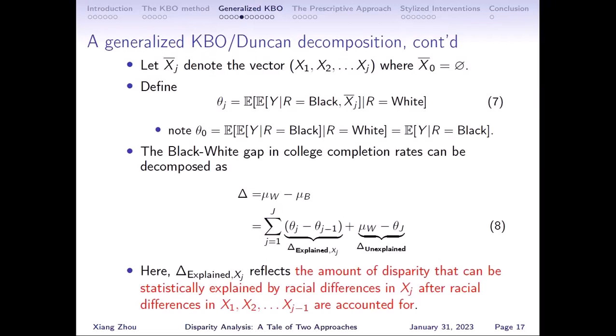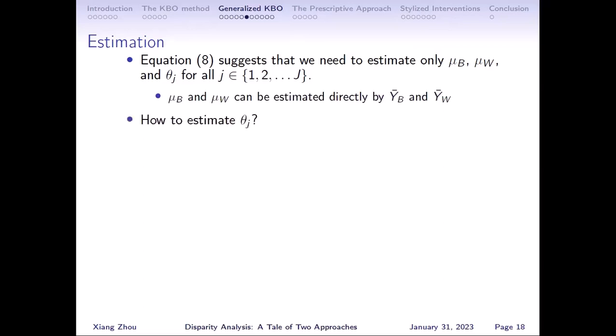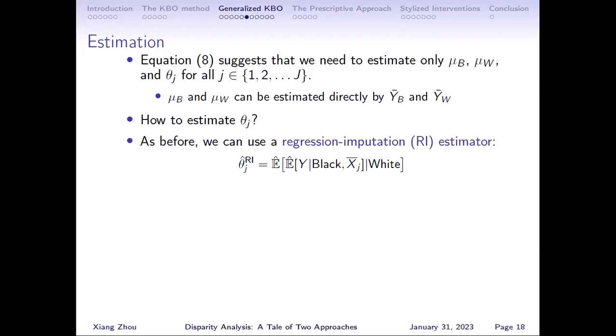And equation 8 suggests that we only need to estimate mu b, mu w, and all the theta j's. And again, mu b and mu w can be estimated by their sample analogs. And theta j, as you can imagine, can be estimated using both regression imputation and weighting, right? We can use a regression imputation estimator, right?